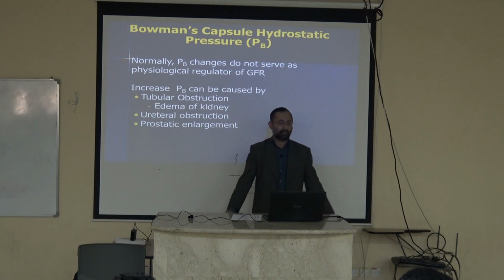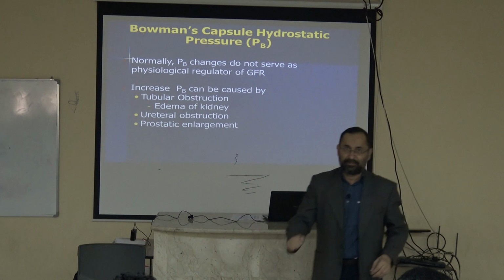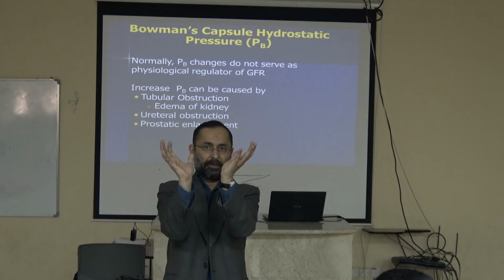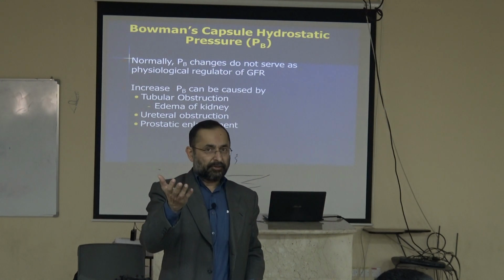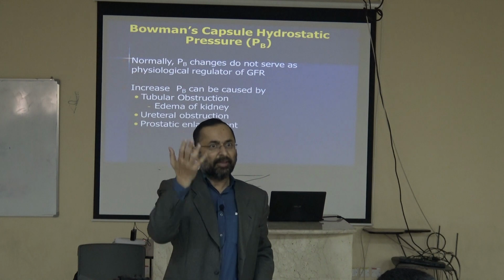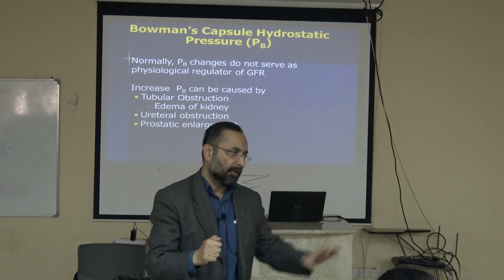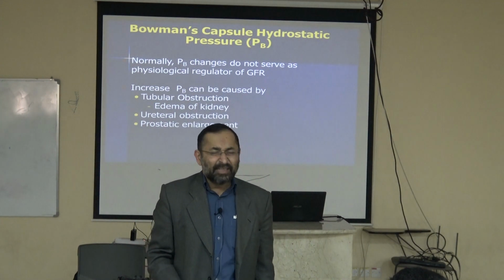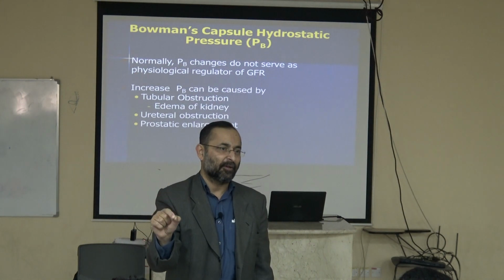Bowman's capsular pressure is another very interesting area. Now, look at the Bowman's capsular pressure. If you increase the pressure of the Bowman's capsule, what will happen to your filtration process? You know that very clearly. But it's not easy to increase the pressure individually in each nephron.